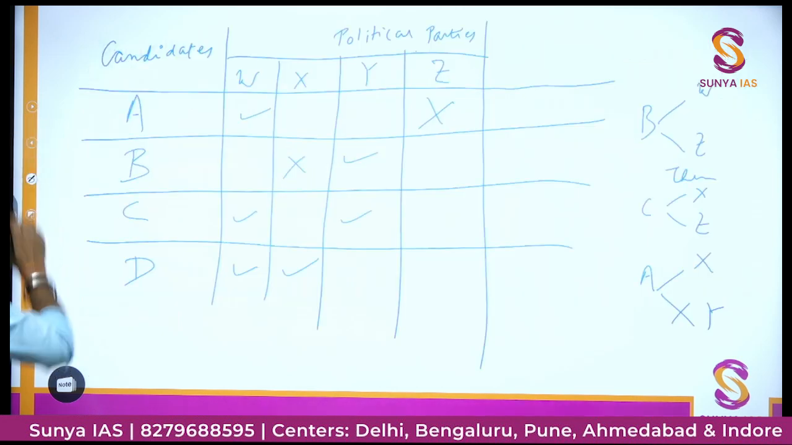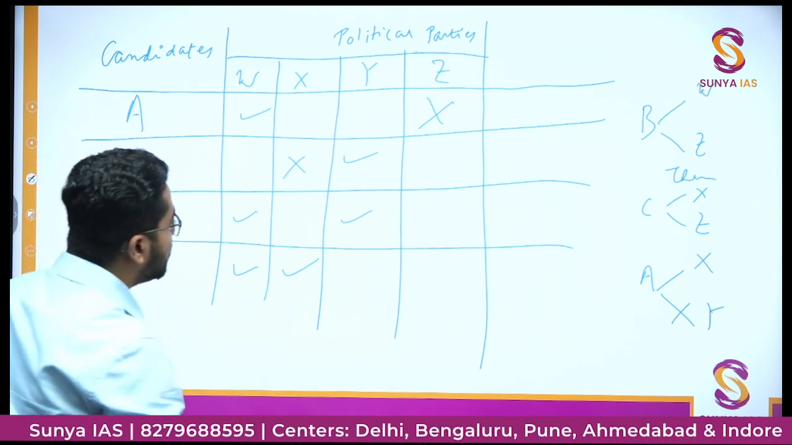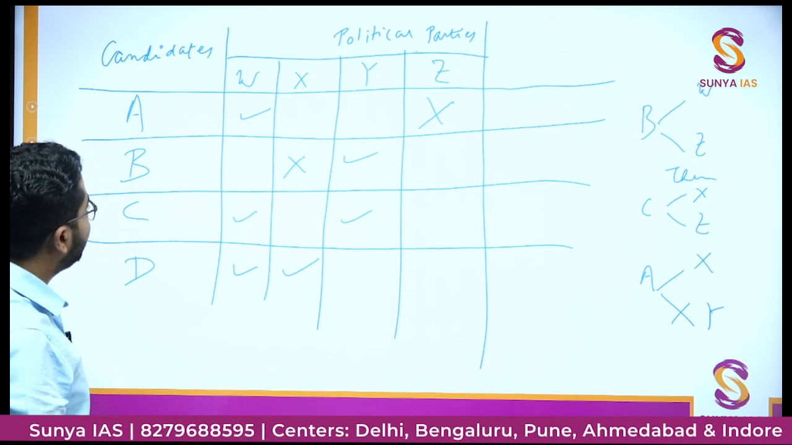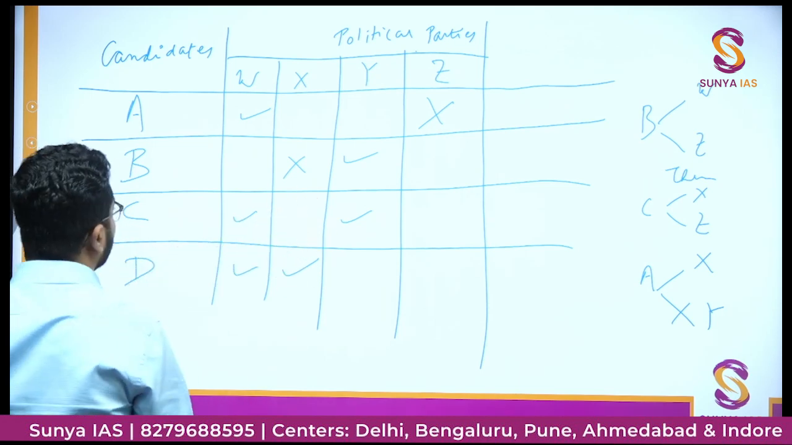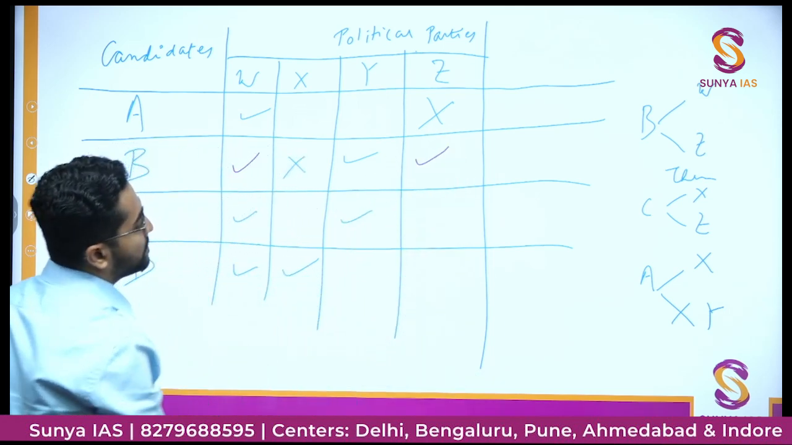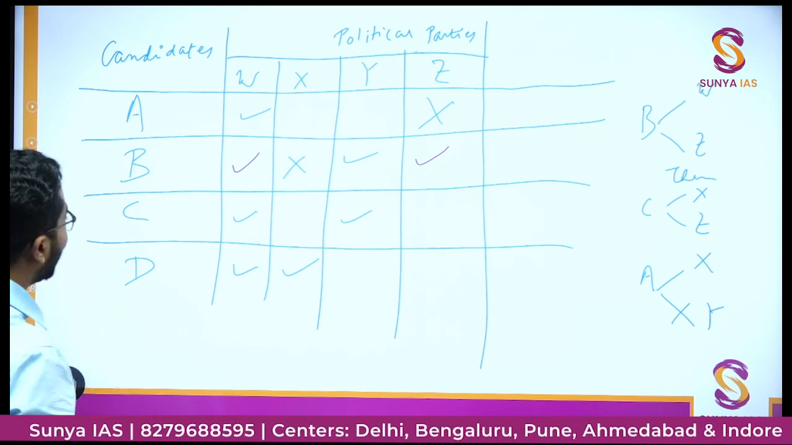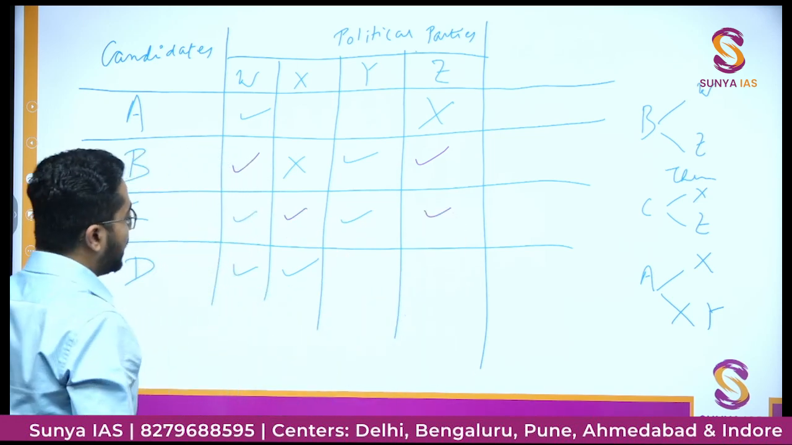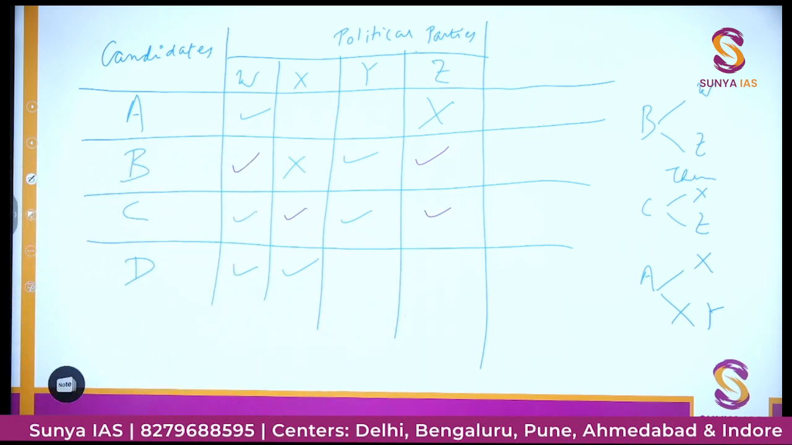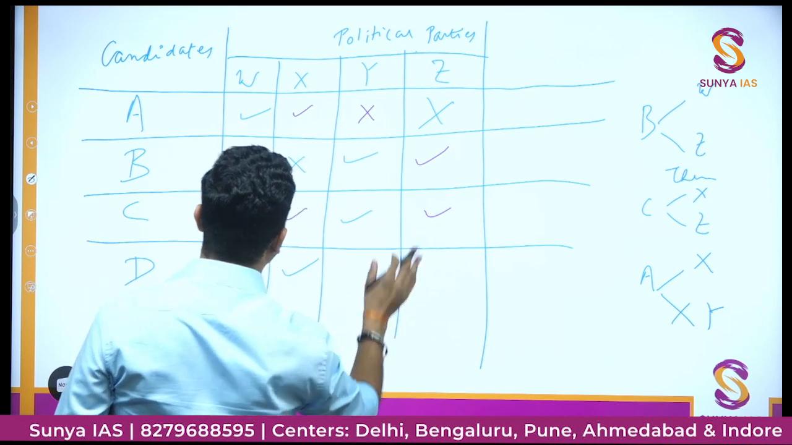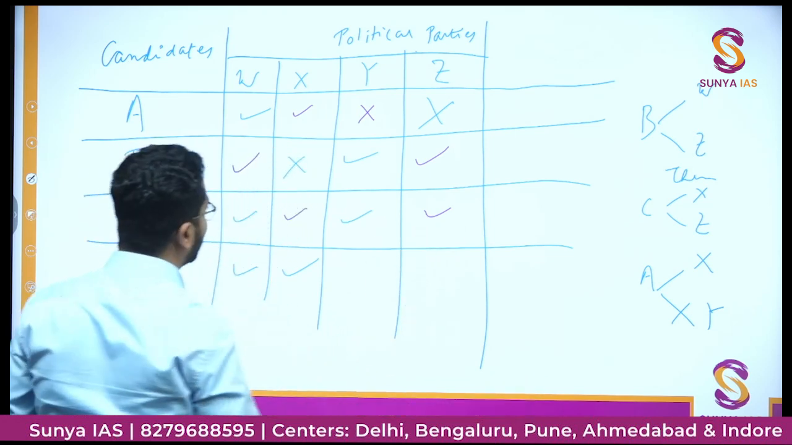ठीक है. So this is our table and we have written the conditions there. So if we see, if B is preferred by W and Z, then C is preferred by X and Z. And A is preferred by X but not Y. और D के बारे में ऐसा कुछ बोला नहीं जा रहा है. So that means कि उसका नाम कुछ एक clear cut information नहीं है.